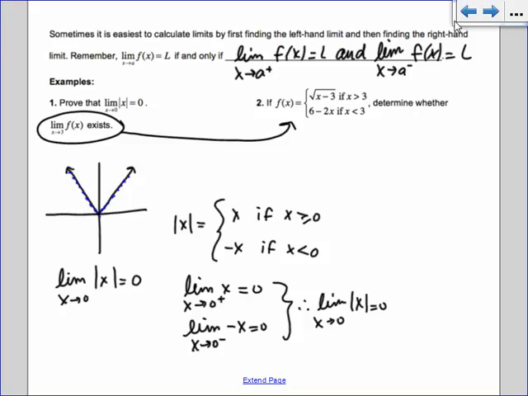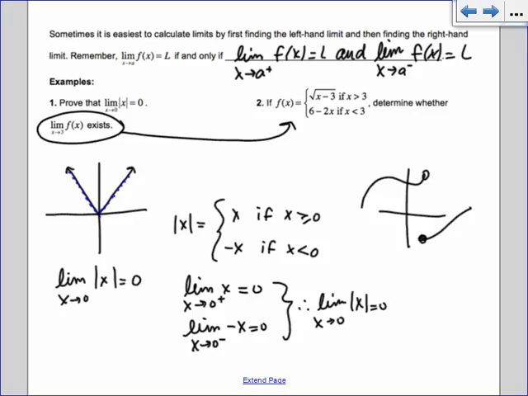All right, so if f of x equals the piecewise function, so the square root of x minus 3 if x is greater than 3, and 6 minus 2x if x is less than 3, decide if the limit as x goes to 3 of f of x exists. So when we have a piecewise function, if our limit, as we go to the value that they have in common, in order for it to exist, they have to go to the same y value, right? You can't have like one graph going to here and another graph going to here.